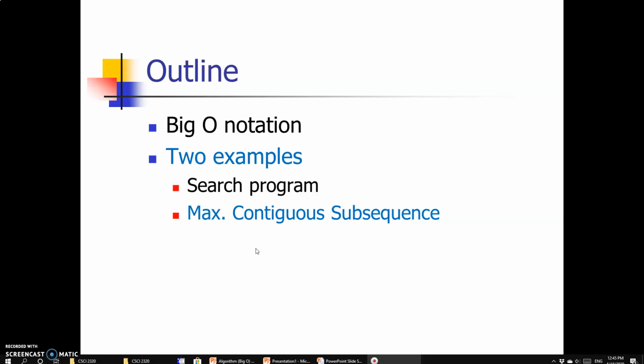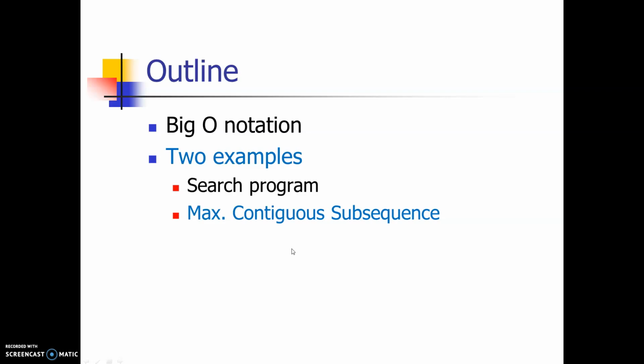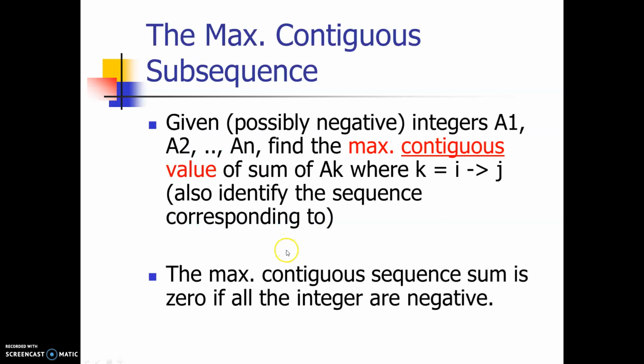So the next problem is what we call the maximum contiguous subsequence. Let's try to understand what this problem is first. In this problem, given some positive values and some negative values, we try to put them in an array, and what we want to do is try to find the maximum, and the keyword here is contiguous, value of sum of AK where K equals I through J.